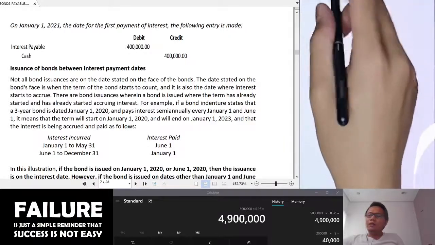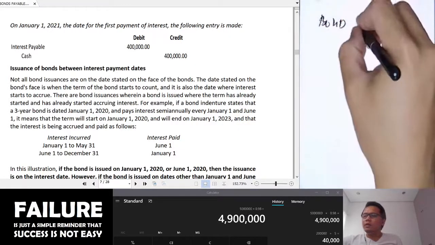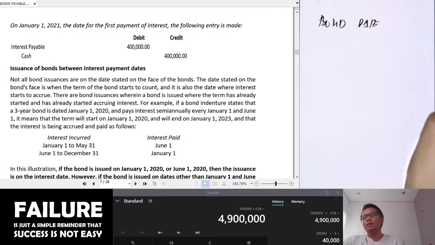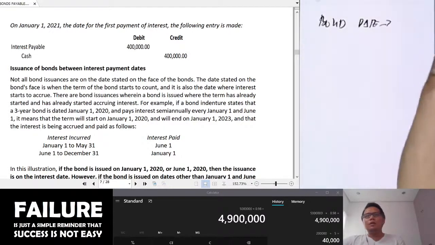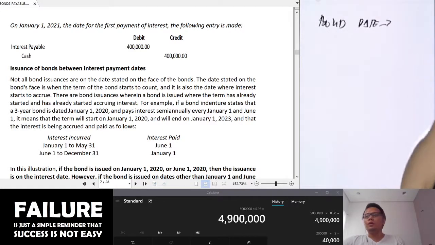Di ba, a bond issue basically, meron tayong tinatawag na bond date or date of the bonds. Date of the bond. Now, again, on this date, dito magsisimula yung term mo, and this is also the date where your interest will start to accrue.